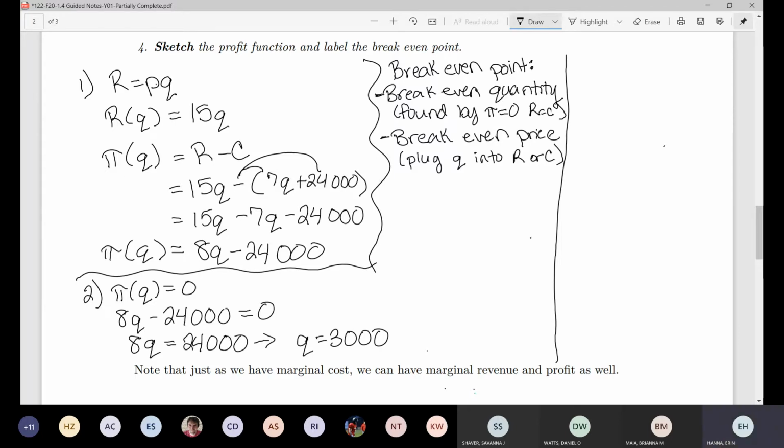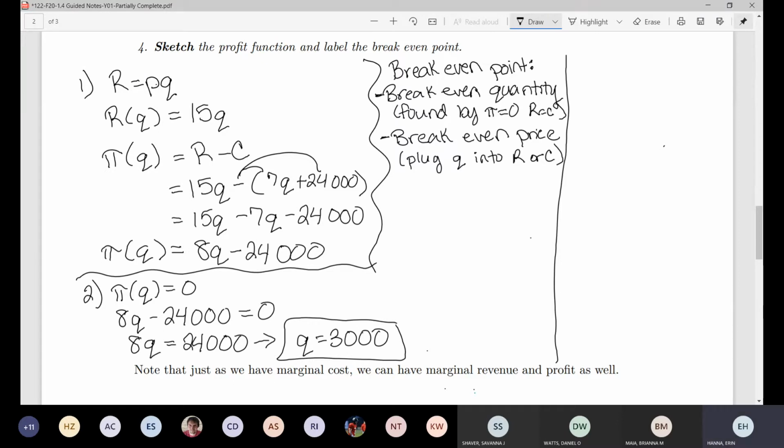Now, with Wiley, Wiley sometimes just wants the quantity, and it'll usually just ask for Q equals, or it'll say quantity and ask you about nothing else. Sometimes it will then ask you about the price. So Wiley can get a little back and forth on whether they want one or both. I always want both. And I will usually always be very careful in my instructions to either bold the word point or specifically say break-even price and break-even quantity. But I always want both. Anyway, so we found the break-even quantity already the other day.